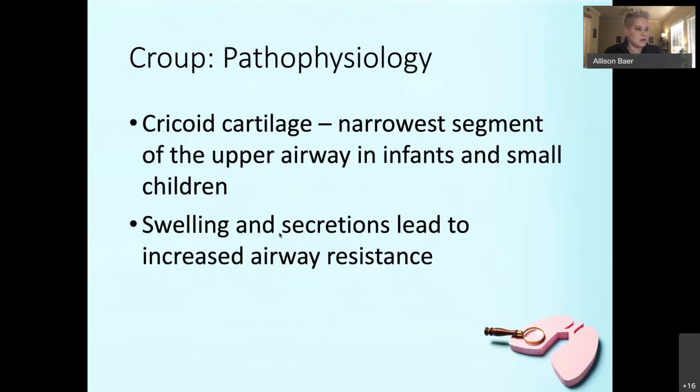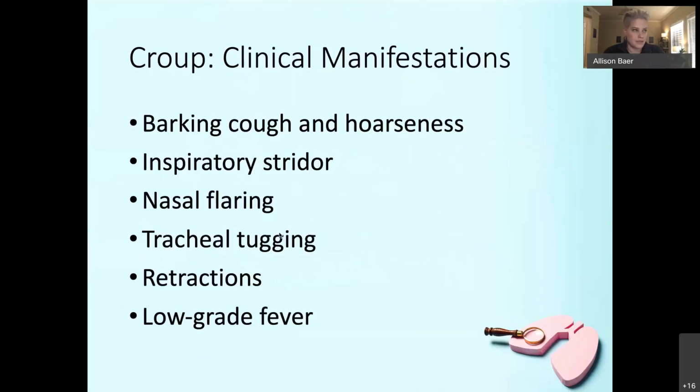So you're going to see a barking cough, which is a buzzword. Remember that. If they have a seal-like cough, that's probably croup. They might be a little bit hoarse, but there's not too many voice changes. You're going to hear stridor with inspiration, nasal flaring, tracheal tugging. They're really pulling to try to get the air in, and retractions. And you might see a low-grade fever. It's not usually too high with croup.